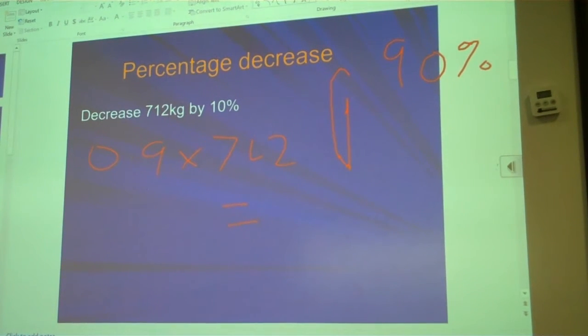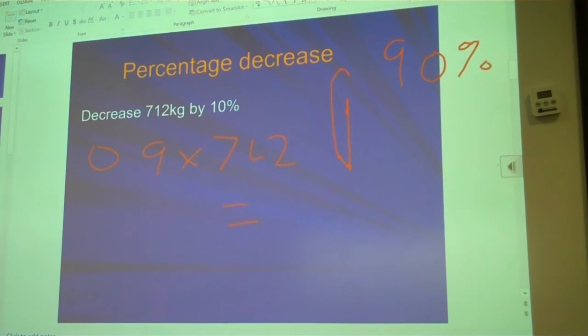Why? Because I'm only taking 10% of 712 off there. Why is it 0.9? Because I'm finding 90%, 90 per 100 is 0.9. So when you're doing a decrease, you take the percentage off the 100. That's how much you take off. It wouldn't be 6 point whatever, because I'd be taking off 71.2 if I went down that road.